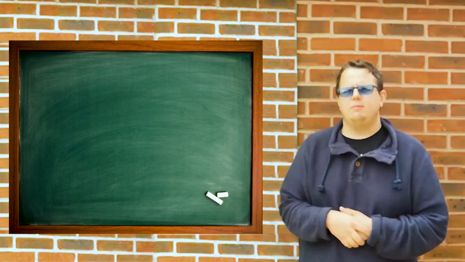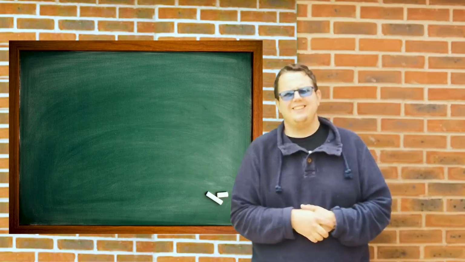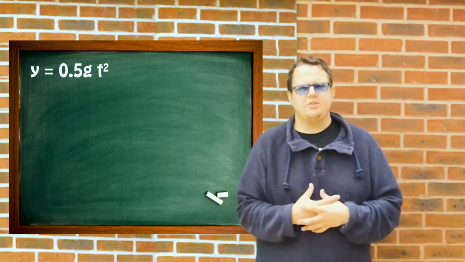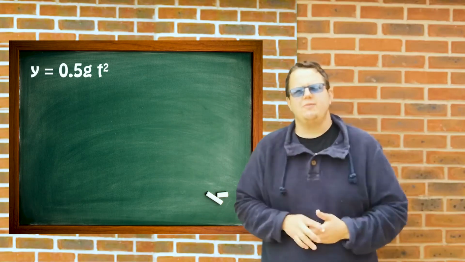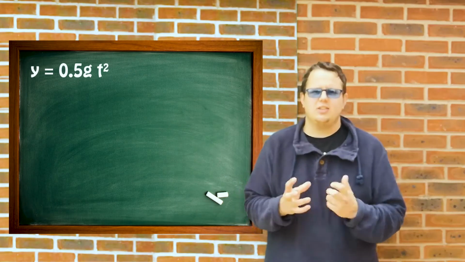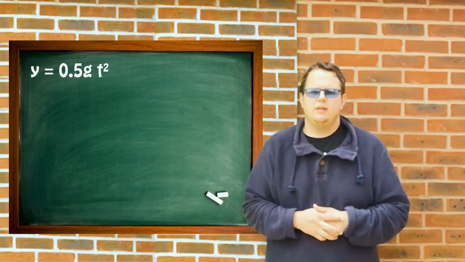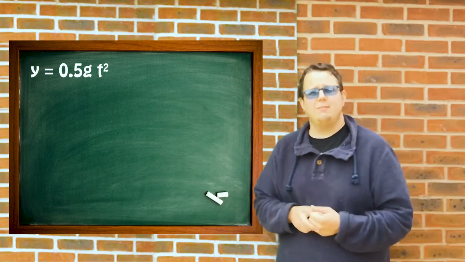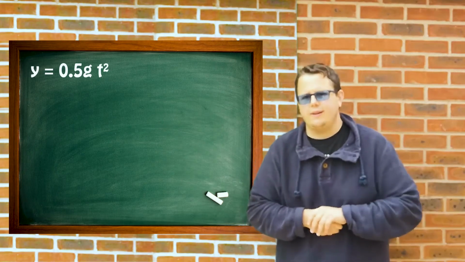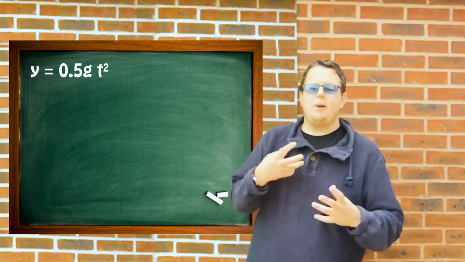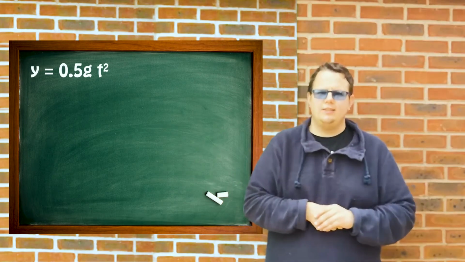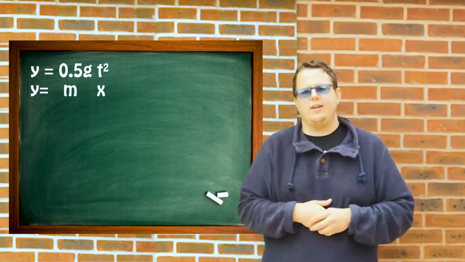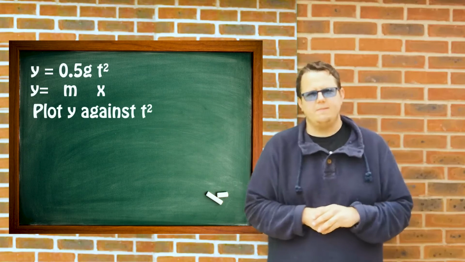Alright, let's look at an example first then. Take the equation y equals a half gt squared. Now some of you may recognise this as a SUVAT equation. If we plot y against t, we'll get a curve. This is very similar to our y equals x squared graph we looked at already. However, if we plot y against t squared, we will get a straight line. It will go through the origin.